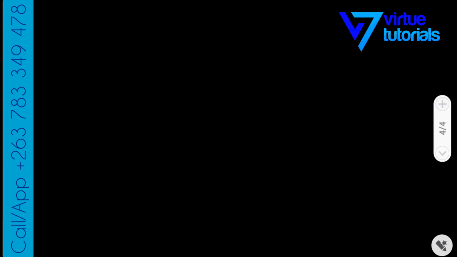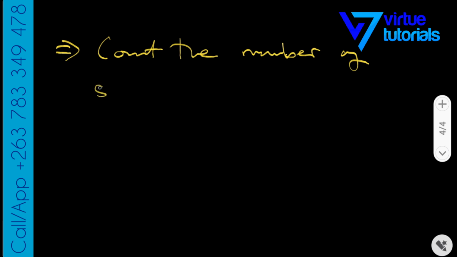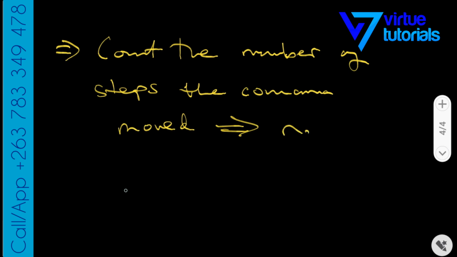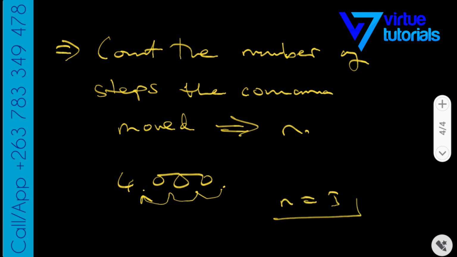That's very important. The next thing is to count the number of steps the comma moved. I'm going to call that n, that number, right? So in my 4,000, my comma moved from here, ended up there. So that's 1, 2, 3 steps, right? So n is equal to 3 in that particular situation, right? That thing moved 3 steps. Always make sure you know how many steps you moved.